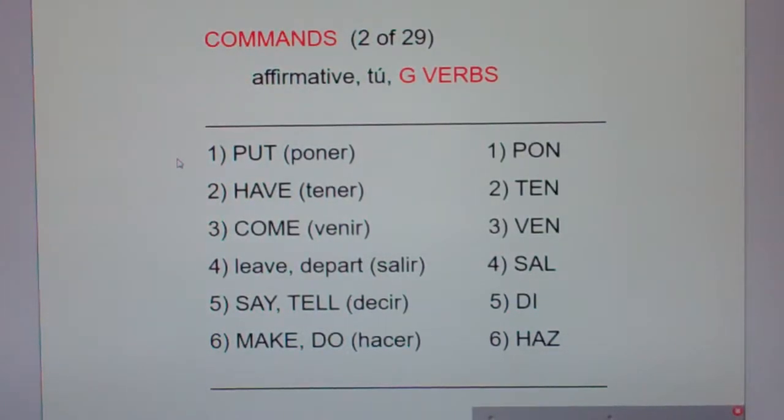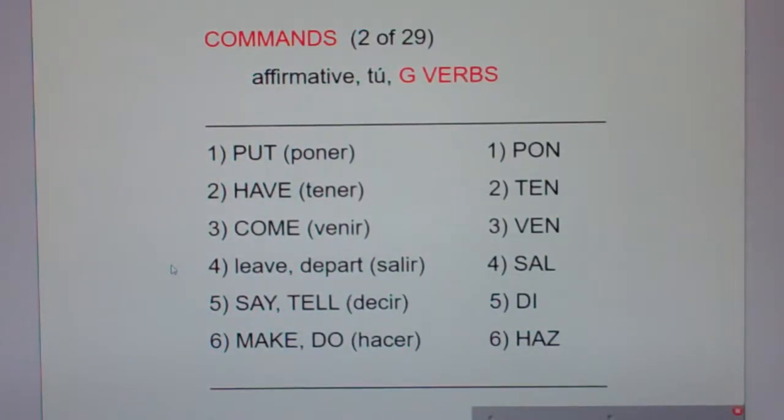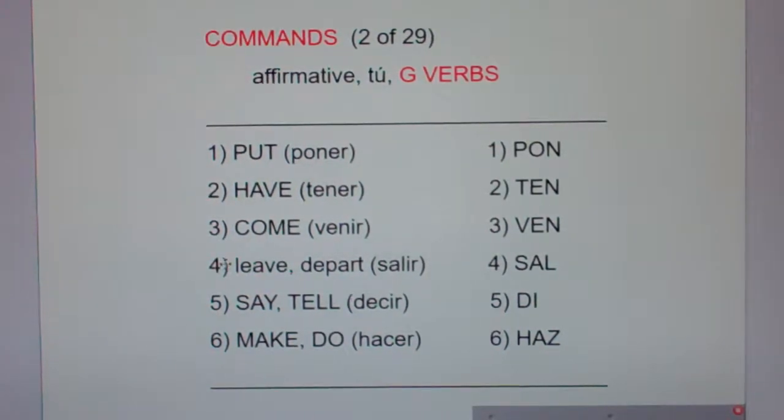Here we go. Number 1, put, pon. Put, pon. Number 2, have, ten. Have, ten. Number 3, come, ven. Come, ven. Number 4, leave or depart, sal. Leave or depart, sal. Number 5, say or tell, di. Say or tell, di. And finally, make or do, haz. Make or do, haz. Now, how do we get from hacer to haz?